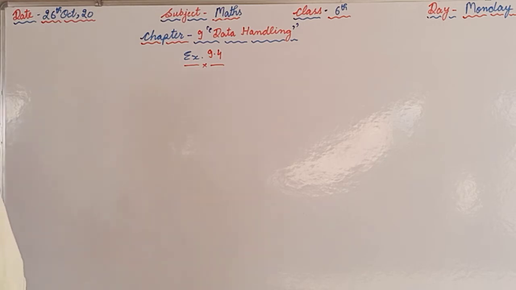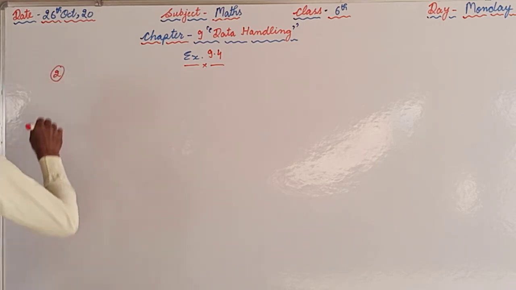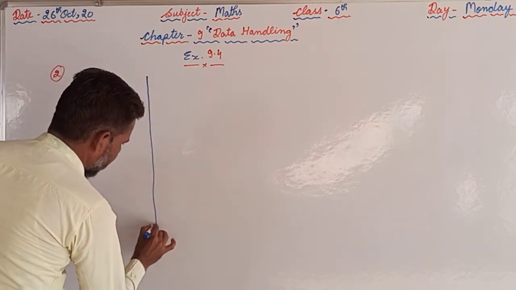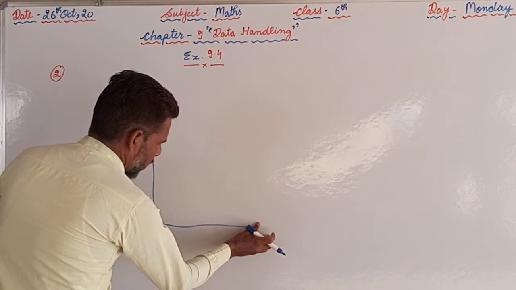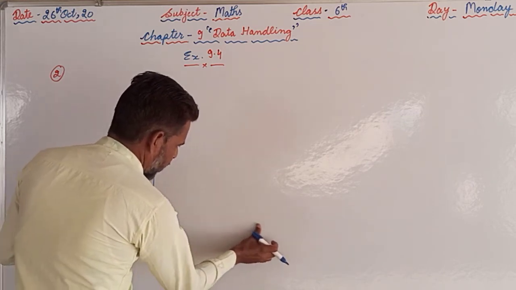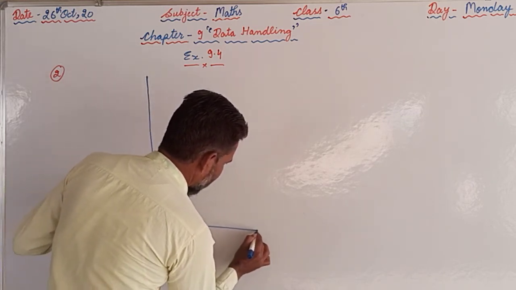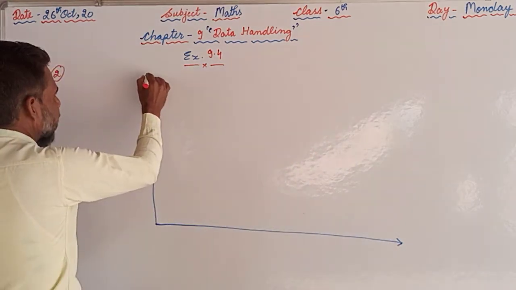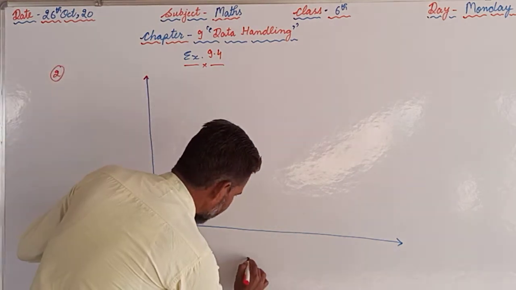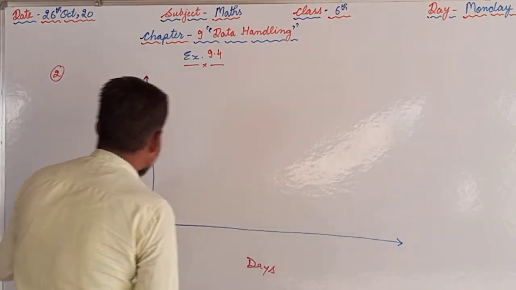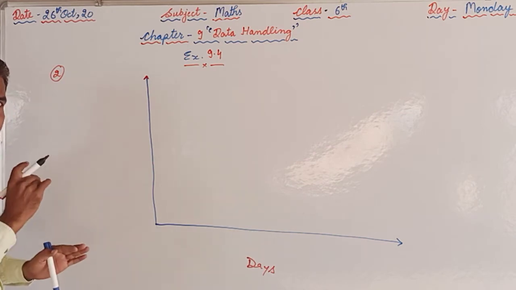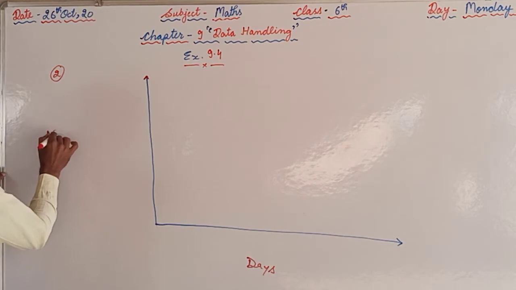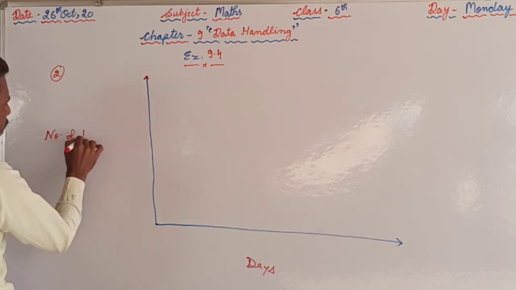So again what we will do, first of all we will draw the axis, that is the vertical axis, and this is the horizontal axis. Days we will take on the horizontal line, that is days. And number of books, as I told you in the previous question, that numbers mainly we are supposed to take on the vertical axis, that is number of books.